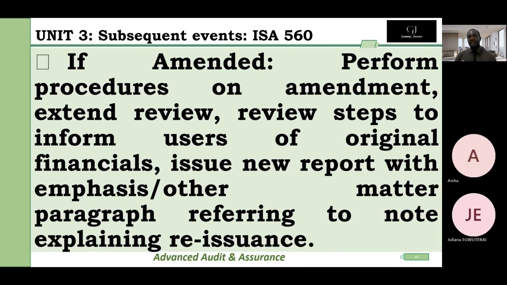And also, if the amendment is going to be done by management, perform procedures on the amendment, extend your review, review the steps to inform the users of the financial statements, management, the board, and other stakeholders of a new report with the emphasis of matter paragraph I will be speaking to later, referring to a note explaining, okay, we are reissuing these financial statements with a new reporting date because of these particular amendments. The explanation to the major stakeholders and the users of the financial statements is key.